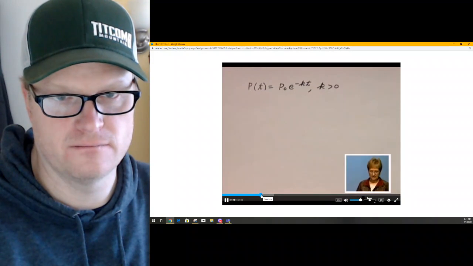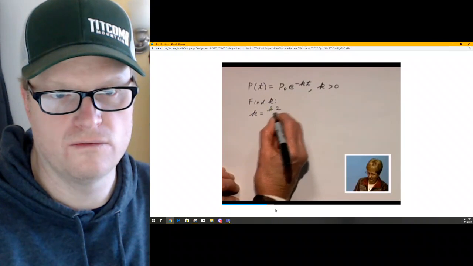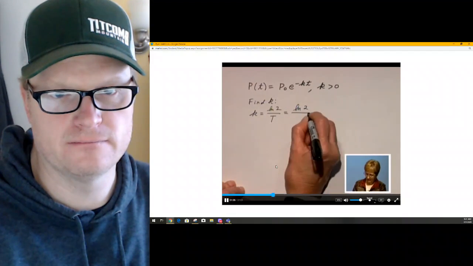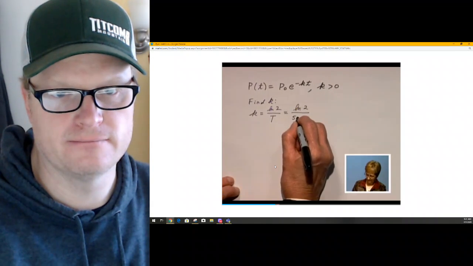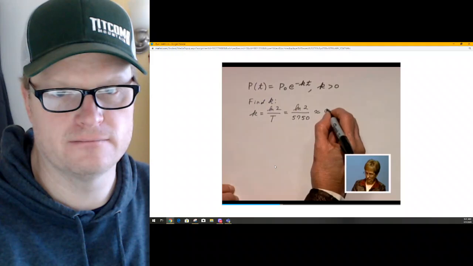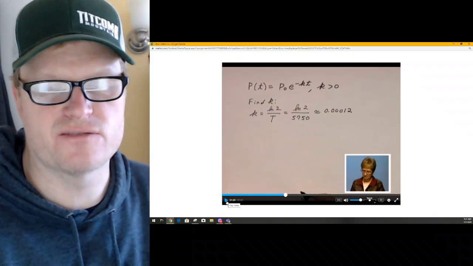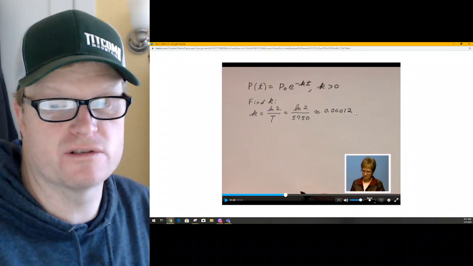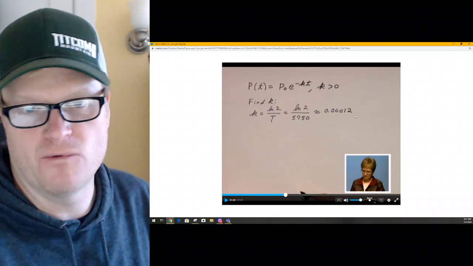We first want to find k. So k equals the ln of 2 over the half-life. The half-life is given in the problem as 5,750 years. Calculating, we see this is approximately 0.00012. I will say it's very important here that you carry out as many decimal places as you can. She wrote down 5 here. I would suggest going 6 or 7 in this case to get a more accurate answer.